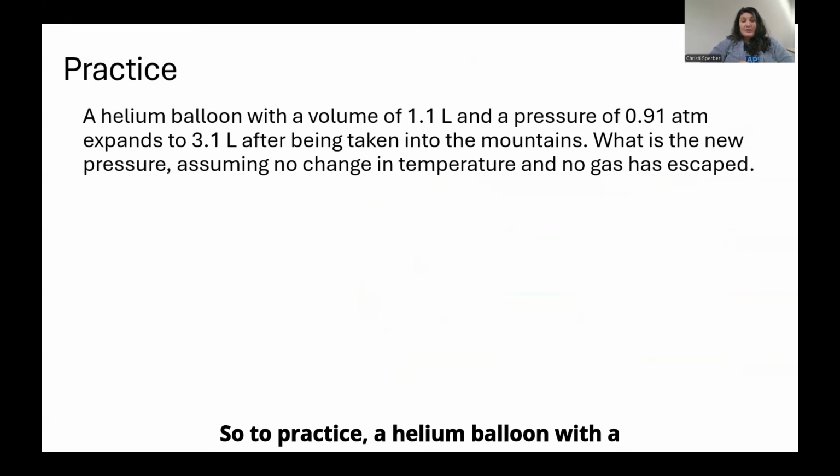So to practice, a helium balloon with a volume of 1.1 liters and a pressure of 0.91 atmospheres expands to 3.1 liters after being taken into the mountains. What is the new pressure, assuming no change in temperature and no gas escaped? So we're going to use Boyle's law equation for this, which is the initial pressure and the initial volume is equal to the final pressure and final volume.